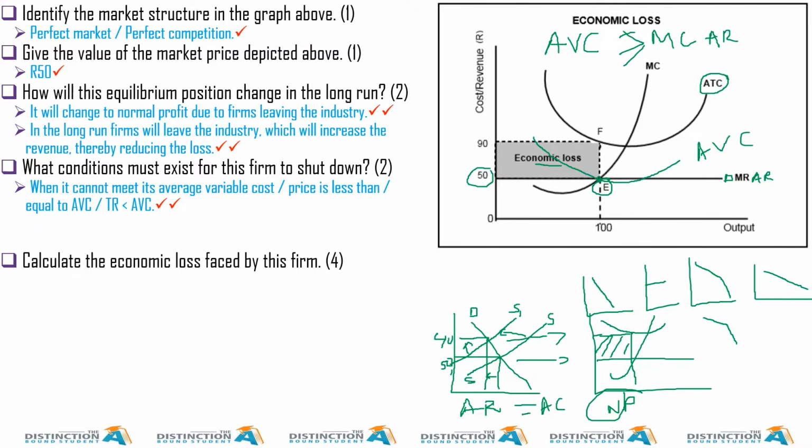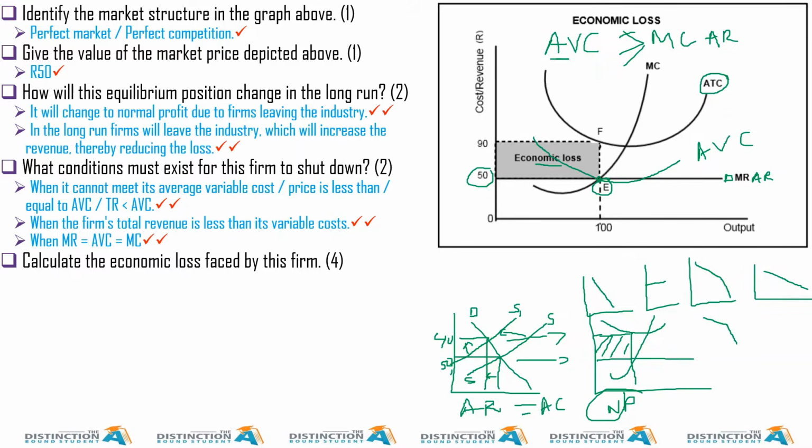So when it cannot meet its average variable cost, or price is less than or equal to AVC, or total revenue is less than AVC, like I said here, when AVC is greater, you see, this is greater than, but here it's pointing at this, meaning AVC is bigger than total revenue. All right, so when the firm's total revenue is less than its variable cost, then the firm should shut down.